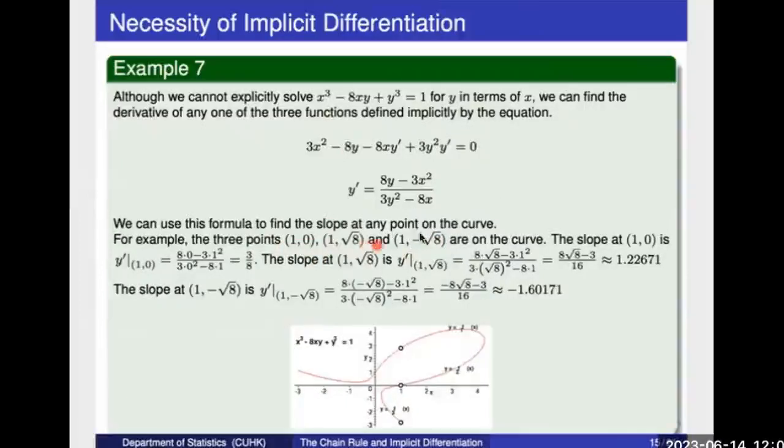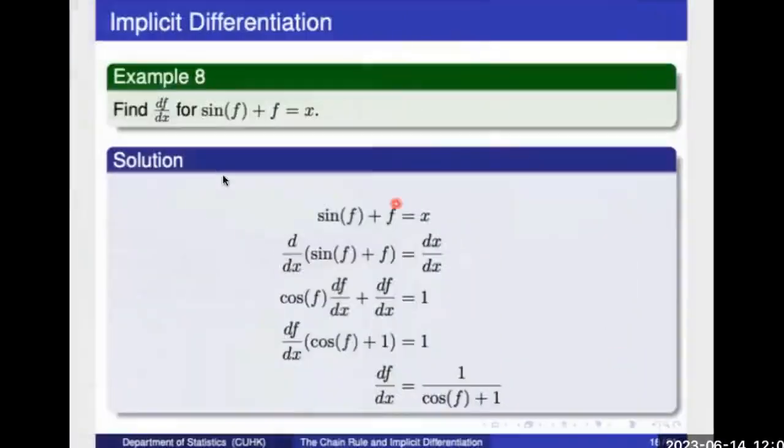Now let's move on to another example. Find df/dx for sine of f plus f equals x. To solve this problem, we differentiate both sides of the equation to get cosine of f times df/dx plus df/dx equals 1. Solving for df/dx, we get df/dx equals 1 over cosine of f plus 1.